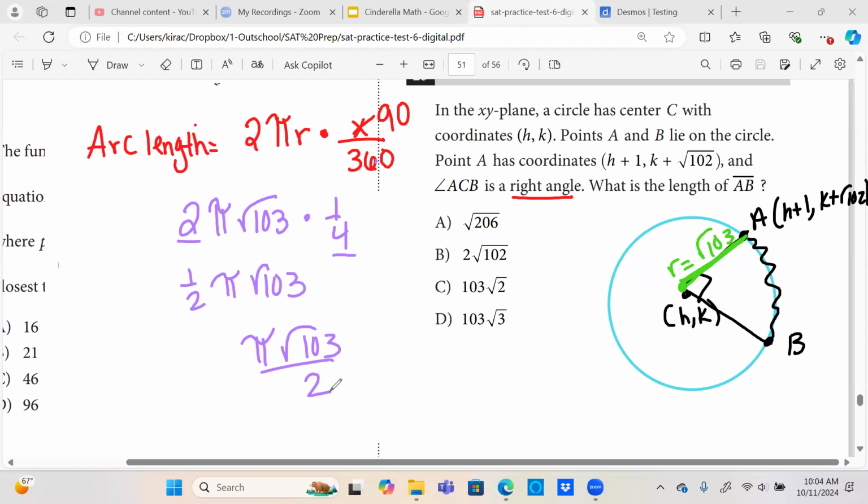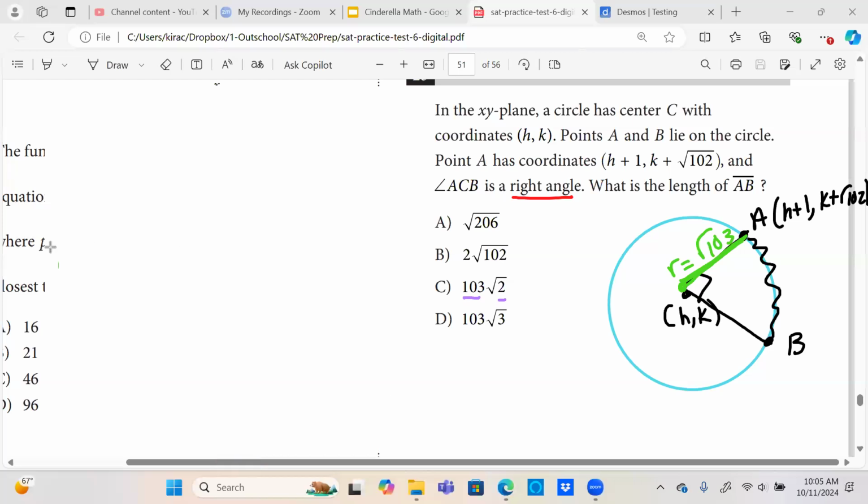I mean, I'm tempted if I had to guess, I would guess C because it has a 103 and has a 2, but they're just not in the right order. Let's think on this one. It is A. Okay. I was obviously wrong, but some of it was okay.